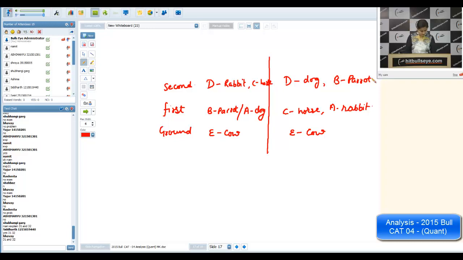What were the remaining two questions? The 48th question was who owns the cow? As you can see, in both the cases, E owns a cow. And the second question was who owns a horse? The answer is C in that case. Is it okay?